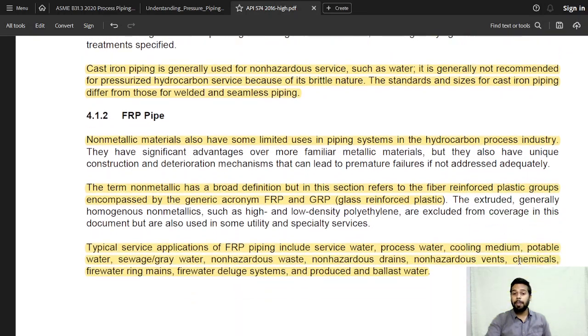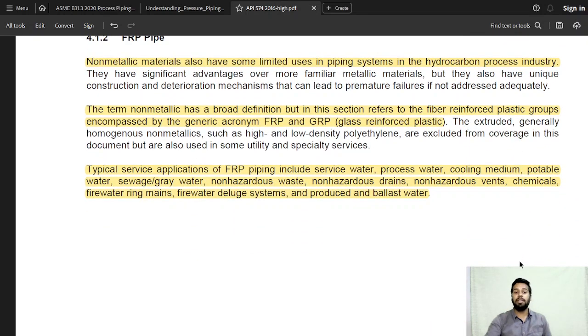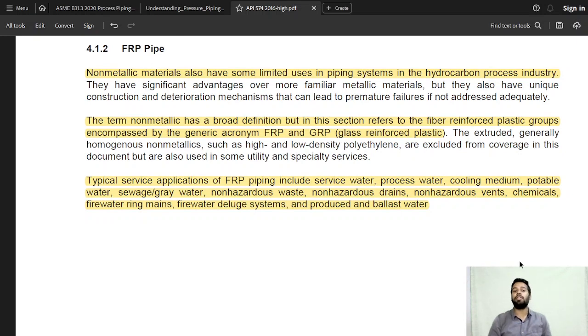Next is FRP piping. FRP is fiber reinforced plastic. Non-metallic materials also have some limited use in the piping system in the hydrocarbon process industry. The term non-metallic has a broad definition, but in this section refers to groups encompassed by general acronyms like FRP and GRP. FRP is fiber reinforced plastic and GRP is glass reinforced plastic.